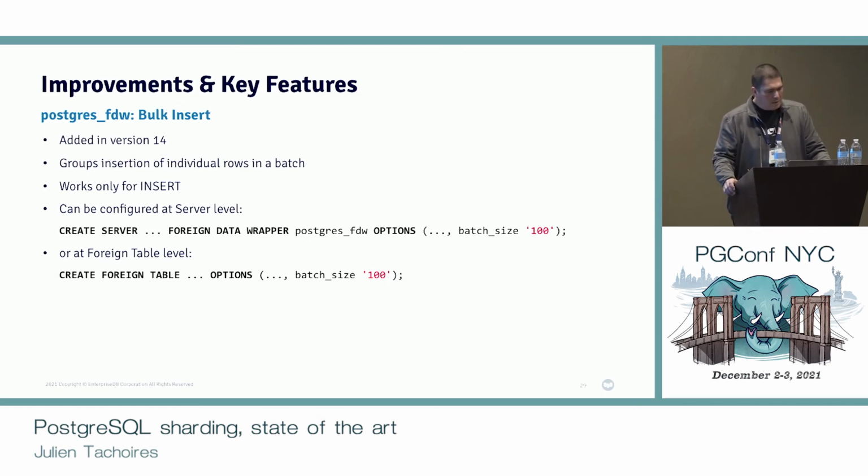And the last key feature I wanted to highlight is the bulk insert. This feature was added in Postgres 14, and the goal of this feature is to group insertion of individual rows in a batch. It works at Postgres foreign data wrapper level. So what does that mean? When many insertions are coming, instead of sending them one by one to the remote server, they are sent in a batch.